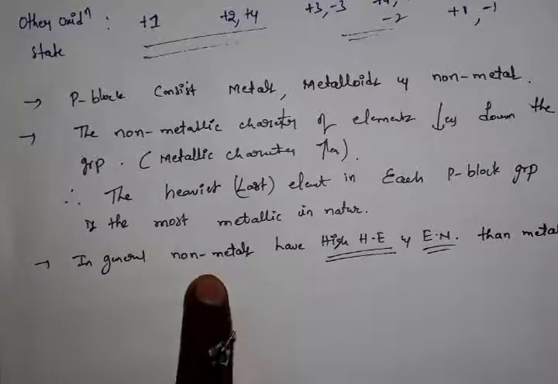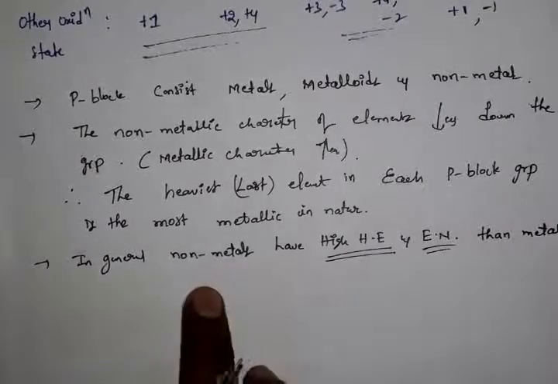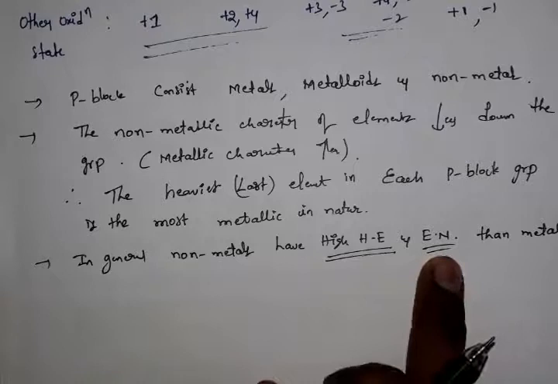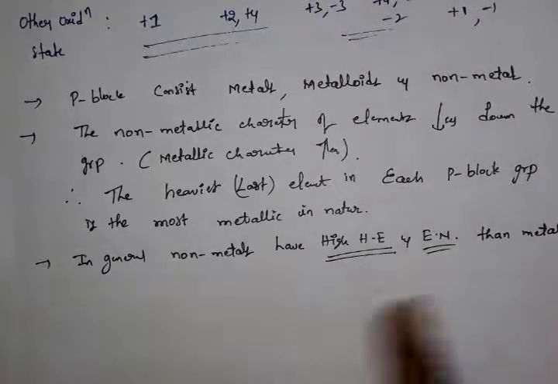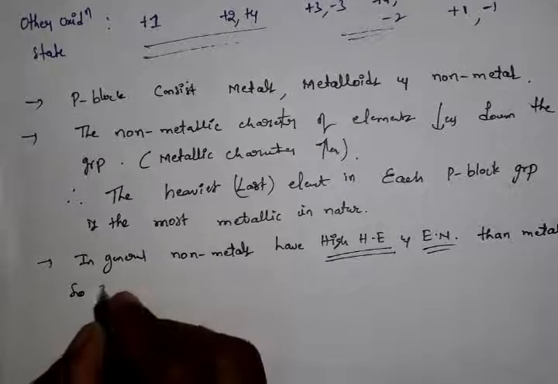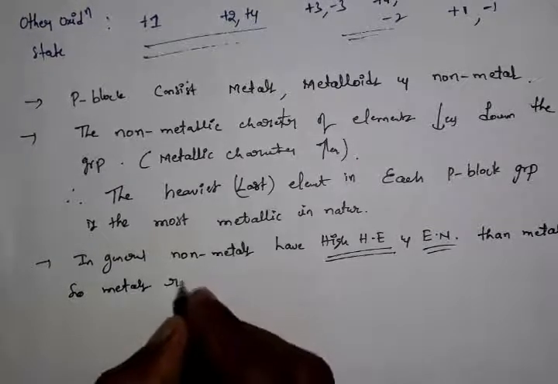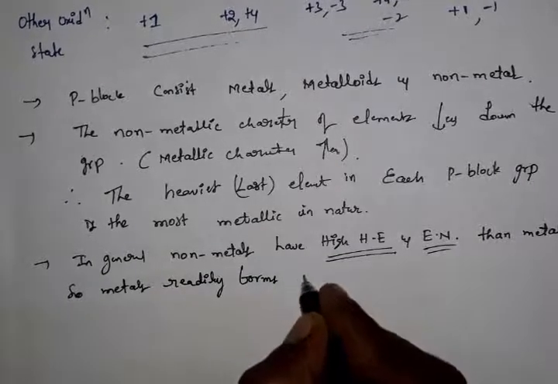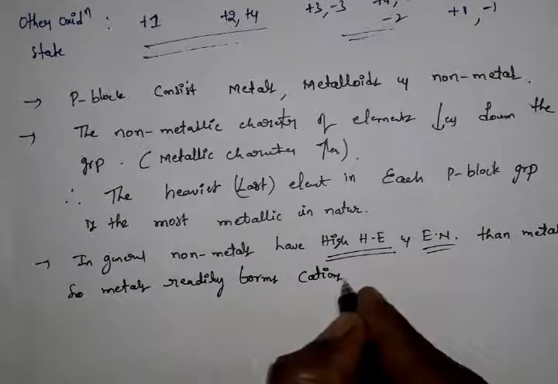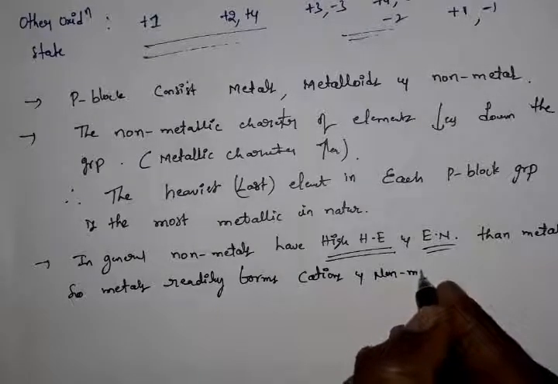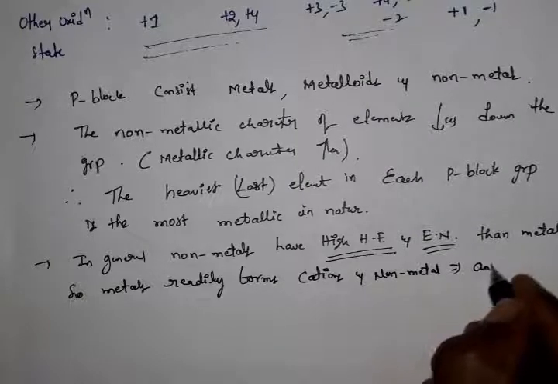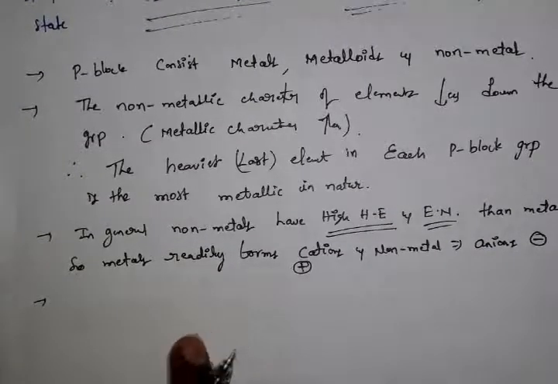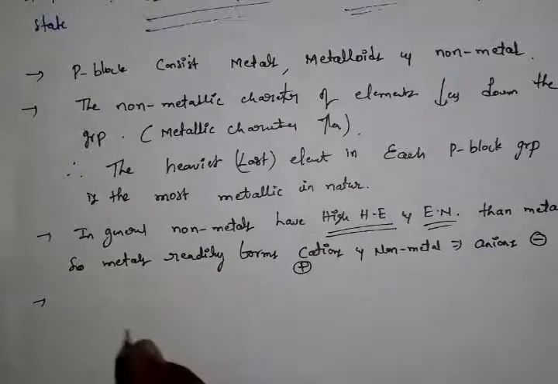Generally, non-metals are small in size, so these non-metals have high ionization enthalpy and high electronegativity compared to metals. Therefore, metals readily form cations, and non-metals readily form anions.